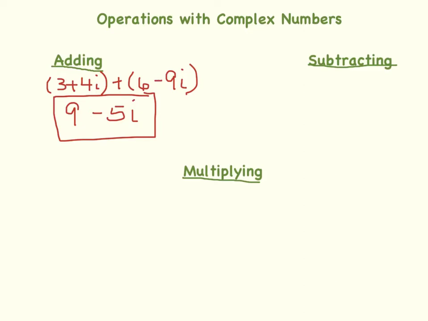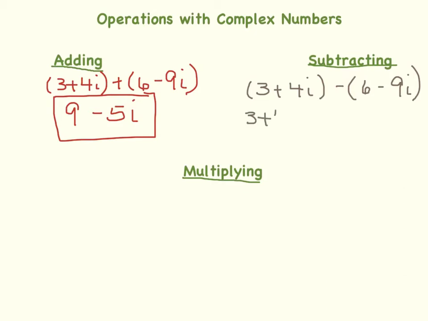Now let's look at subtraction. Here we have the binomial 3 plus 4i, and we are going to subtract from that binomial 6 minus 9i. Now with subtraction, there is going to be one extra step. Because we are subtracting the second binomial from the first, we are going to rewrite this expression, but we're going to take into consideration this minus sign. So it's going to look like this.